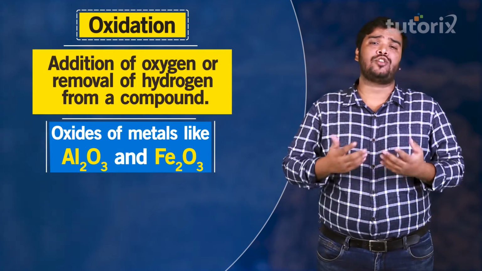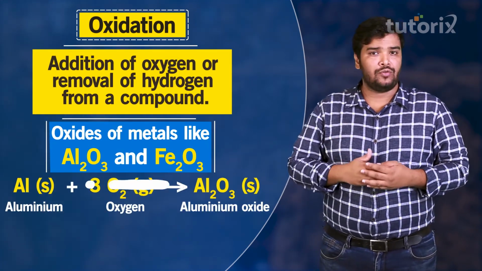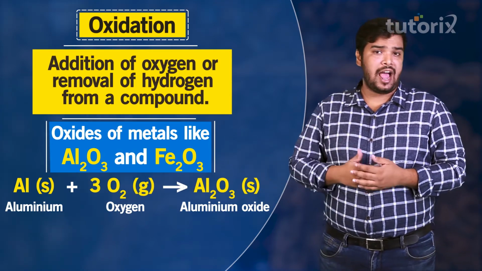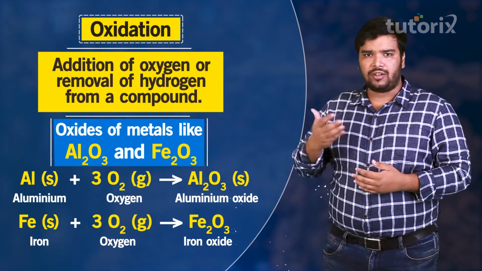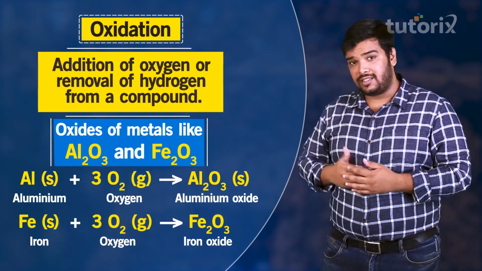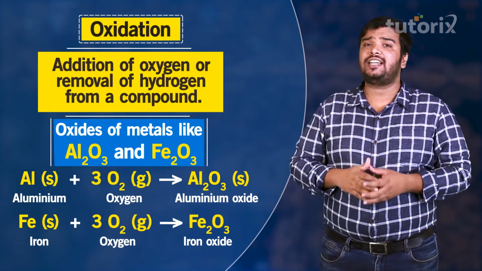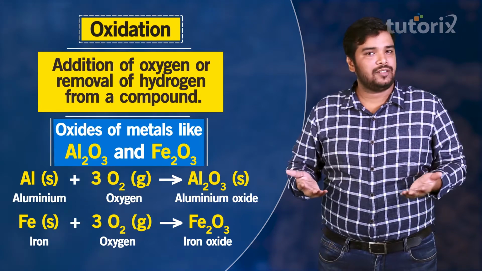For example, aluminium reacts with oxygen to form aluminium oxide, and iron reacts with oxygen to form iron oxide. So as you can see, in both of these reactions, the oxygen is reacting with elements and forming oxides. That's why it's called oxidation.